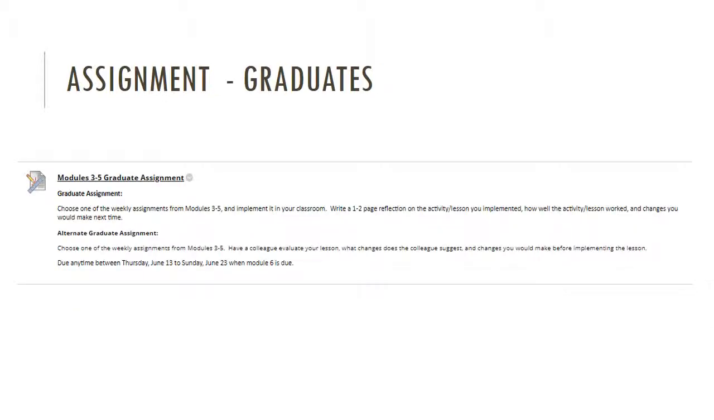Graduates, you have an additional assignment, which is the alternate graduate assignment, and that's where you choose one of the weekly assignments from modules 3 through 5. You will have a colleague evaluate it, so use your peer review partner for this, similar to what you did for Module 2. And note the due date. It is due anytime between Thursday, June 13th to Sunday, June 23rd. And that's when Module 6 is due. So that's kind of a long range due date.